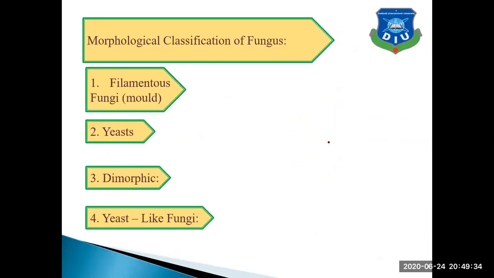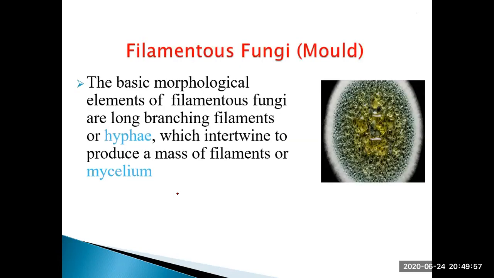As you learned in our last class, morphology means the physical appearance, by which we can divide fungus into 4 types. First of all, filamentous fungi or mold, then yeast, then dimorphic, and our last one is yeast-like fungi. So let's go for the first one, that is filamentous fungi or mold. What is that? That is the basic morphological element of filamentous fungi.